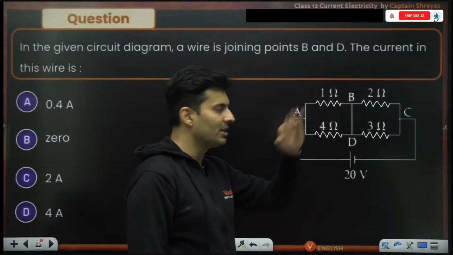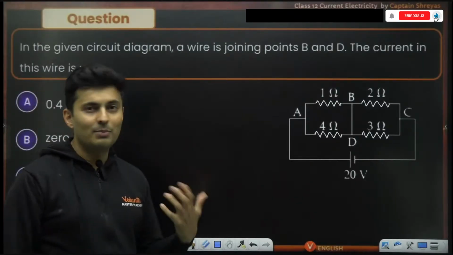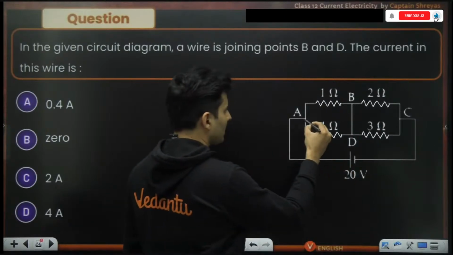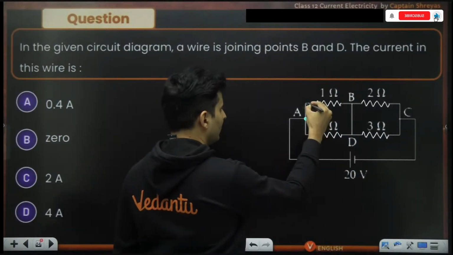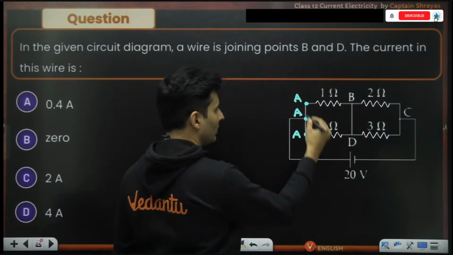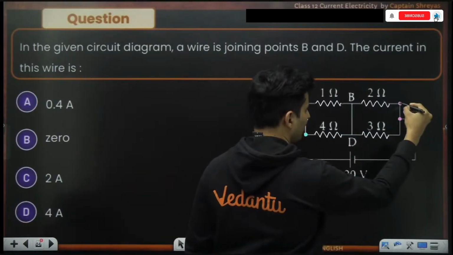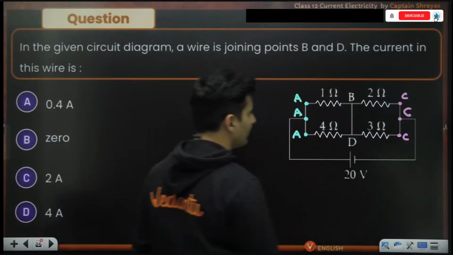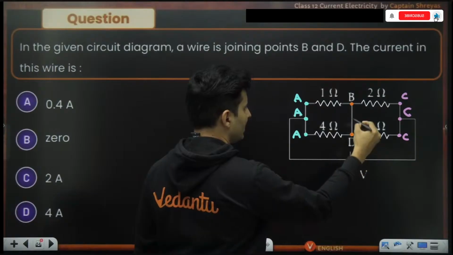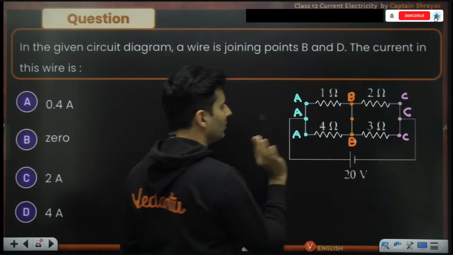1 ohm, 4 ohm, 2 ohm, 3 ohm. Now, first things first, I can see a few things are in parallel and their combination is maybe in series. How? Observe carefully. If this point is at A volts, this is also A, this is also A. Similarly, if this point has voltage C, this is also C, this is also C, this is also C. Lastly, if I take this point as some potential B, everything here is at that same potential, so this is also B.